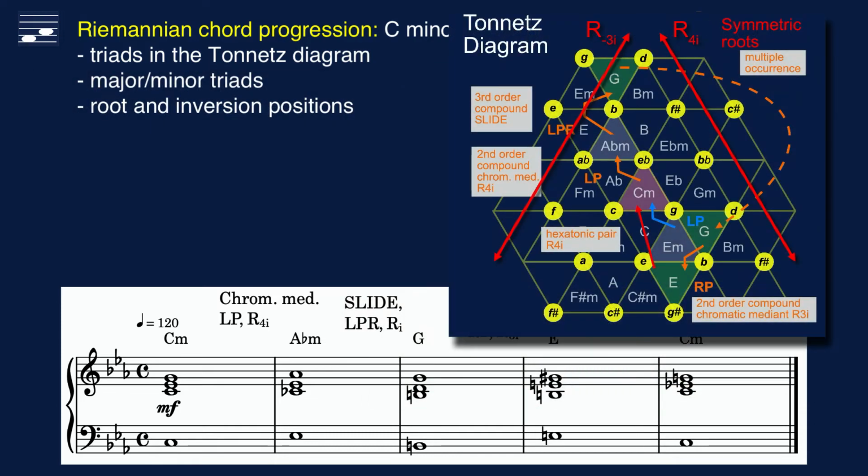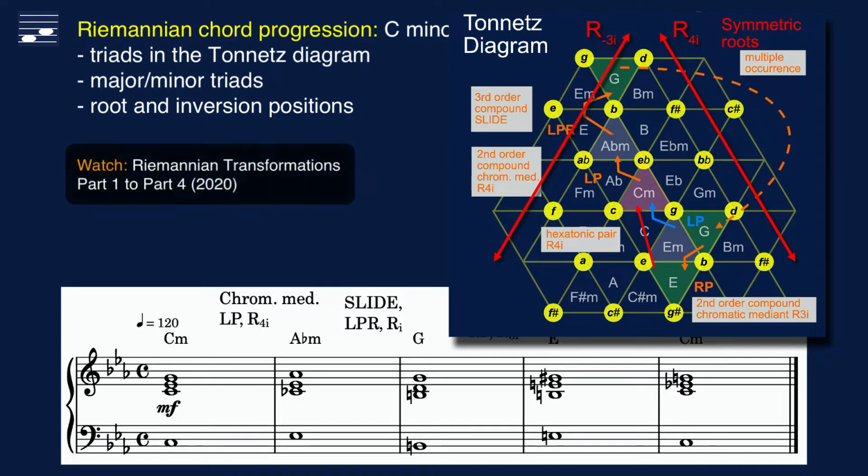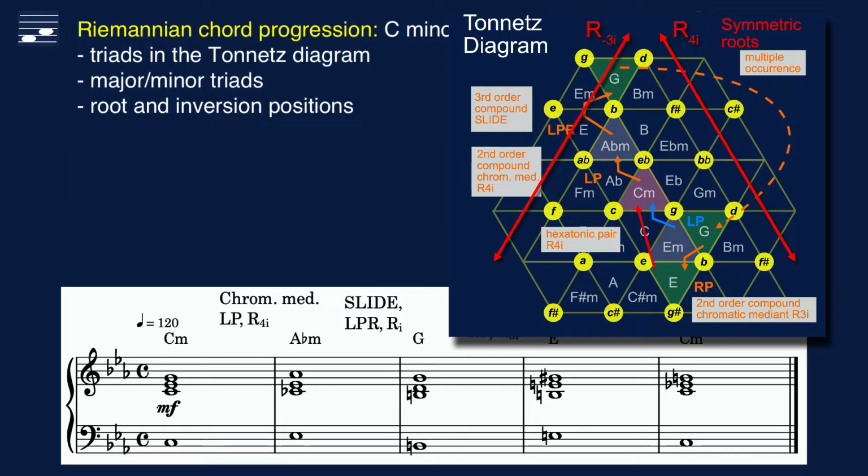A frequently used diagram in neo-Riemannian theory is the tonnetz diagram, where major and minor triads are depicted as triangles. You may want to watch my tutorial series on this subject. The example chord sequence voicing includes root and inversion position triads. Listen to this chord progression and follow the path in the tonnetz diagram.